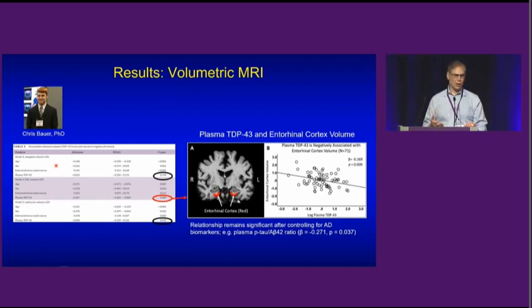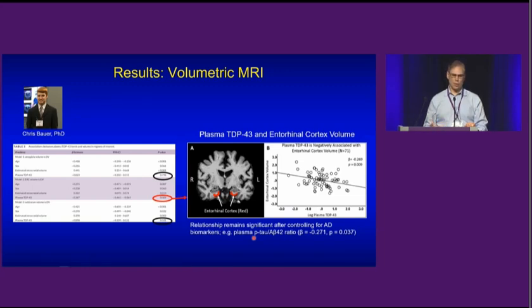So he ran these regression analyses, and what he found was that one of these regions, the ERC, showed a relationship with plasma TDP-43 after Bonferroni-corrected multiple comparisons correction for the 3 ROIs that we had. When we look at the scatter plot, we can see that it is indeed a negative relationship. As plasma TDP-43 goes up, ERC volume goes down. I'll also mention that after controlling for plasma markers of AD, such as A-beta 42/40, the relationship persists.